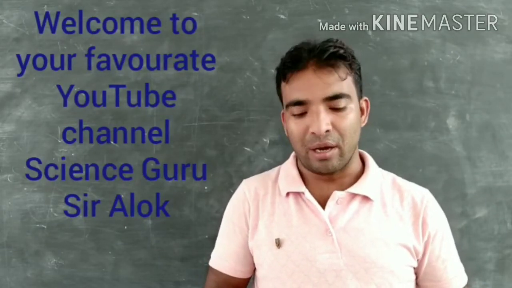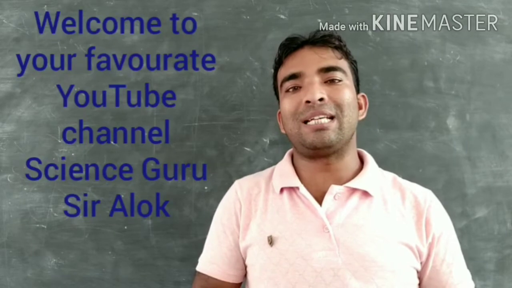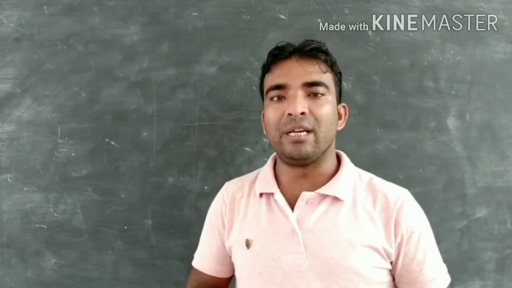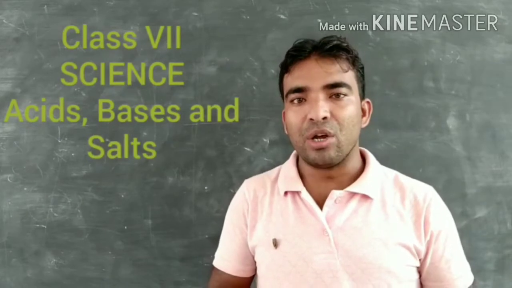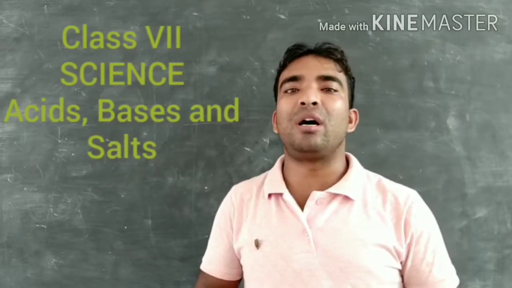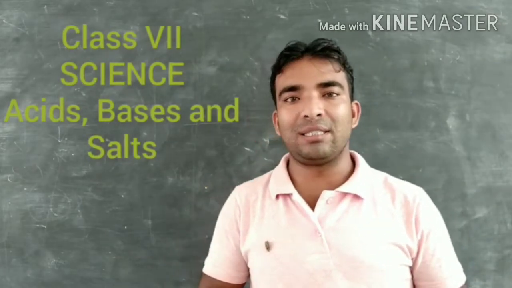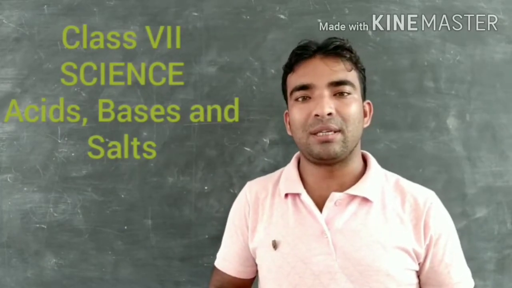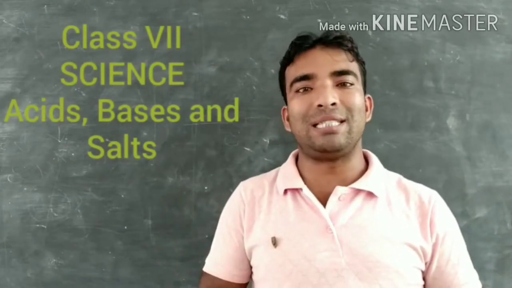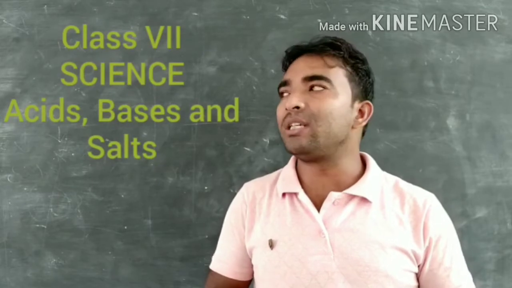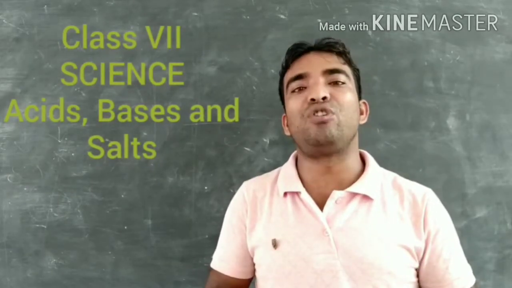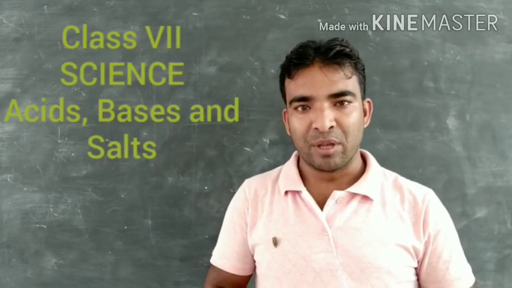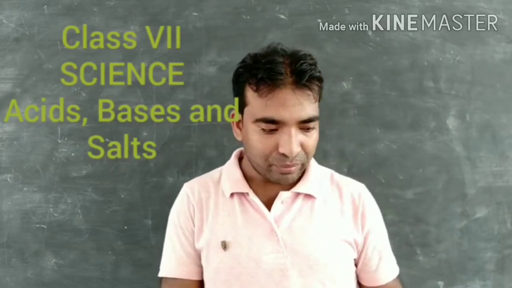And today I am here with a new chapter from class 7 science chapter 5, that is acids, bases and salts. And in this chapter we will read and learn about the characteristic features of the acids, characteristic features of the bases, the reaction between the acids and the base, that is known as the neutralization, along with the uses of neutralization in our daily life. So we'll start the video now.